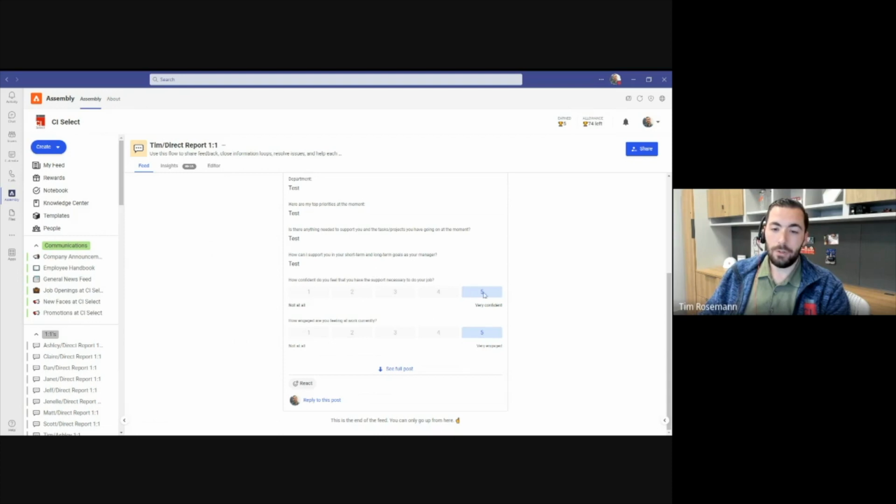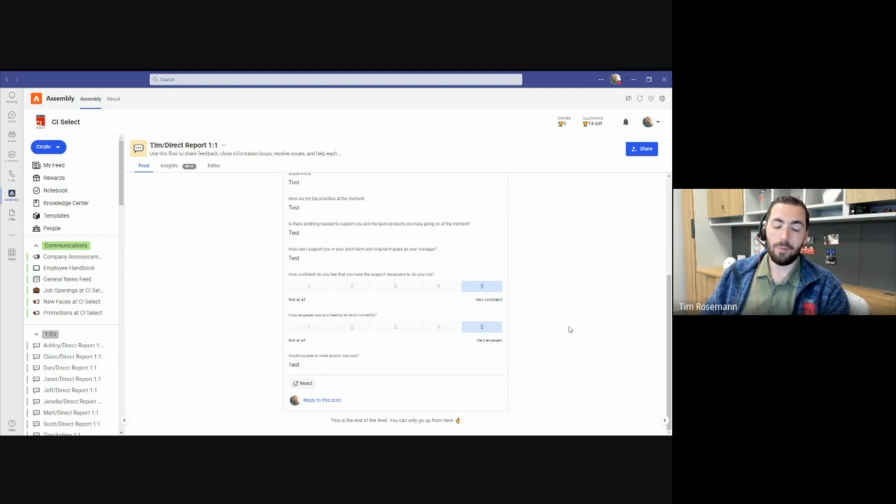And then we move into more of a rating type of scale for both how confident they feel they have the support in order to accomplish all of those tasks and projects, and then their engagement level. And this engagement level is probably the biggest piece of conversation, mostly if it is on the lower end, just so that we know, from an engagement perspective, what sorts of things we need to be improving or looking further into from an employee's perspective so that we can keep them as happy and engaged as possible.